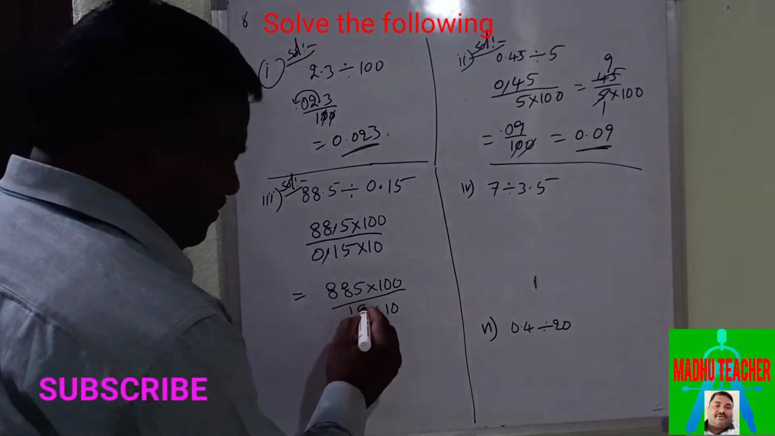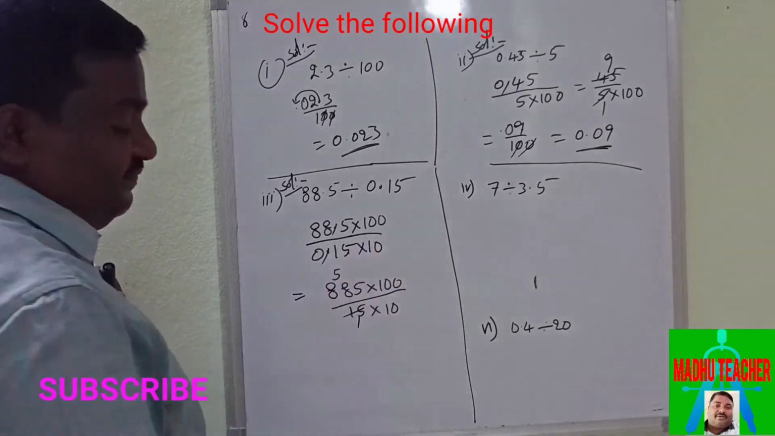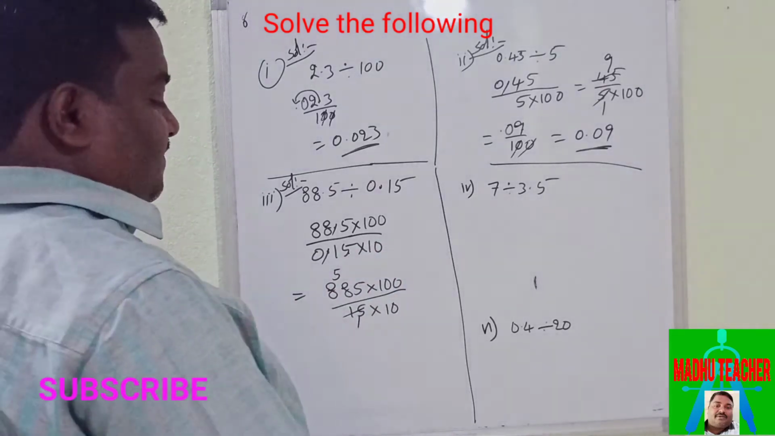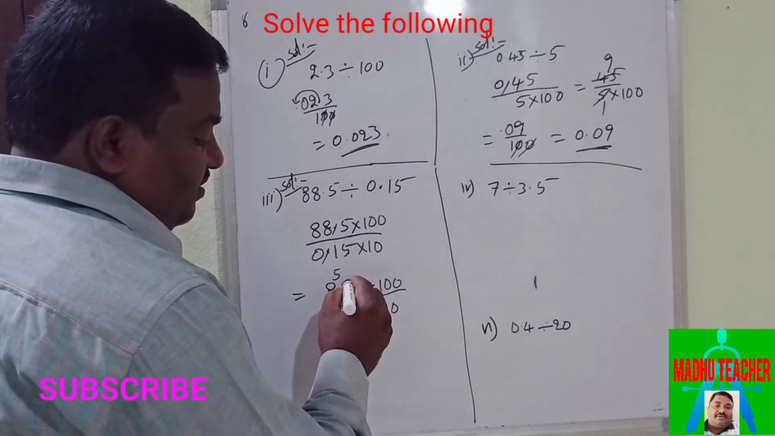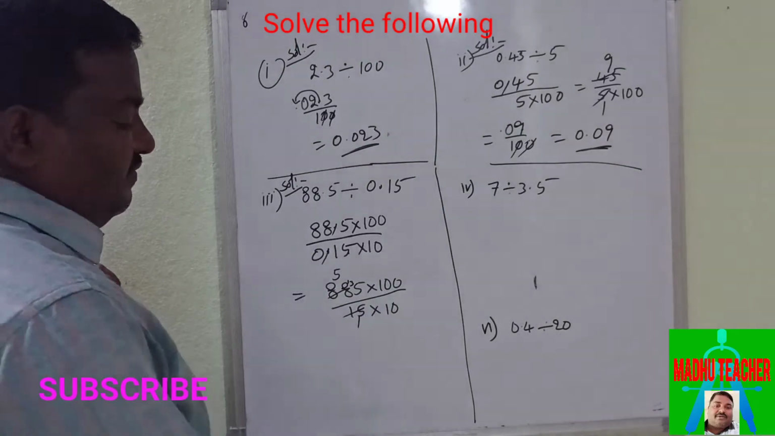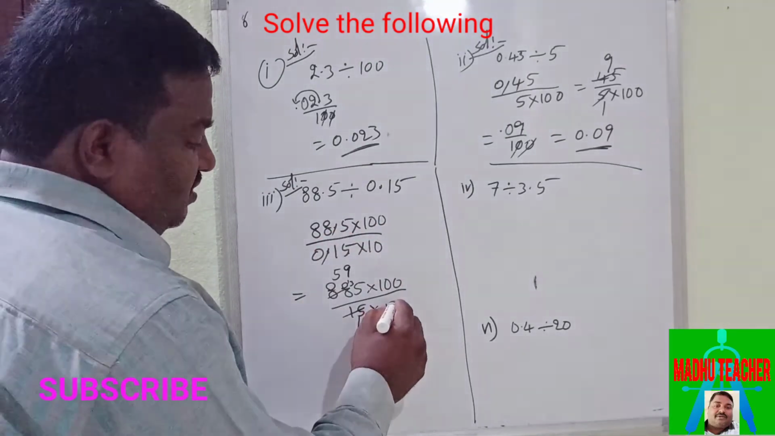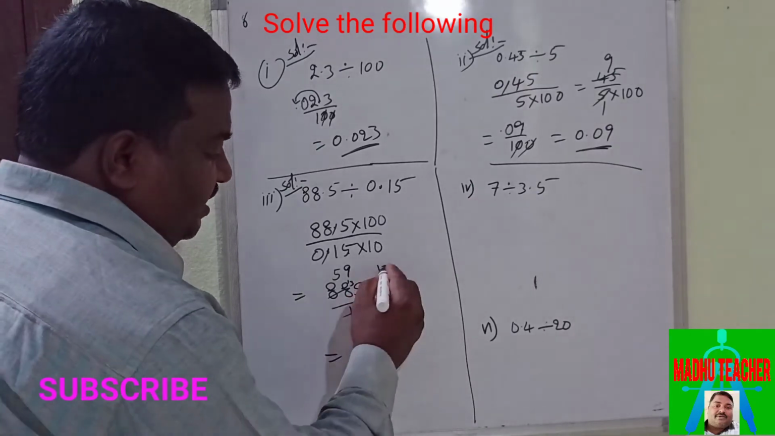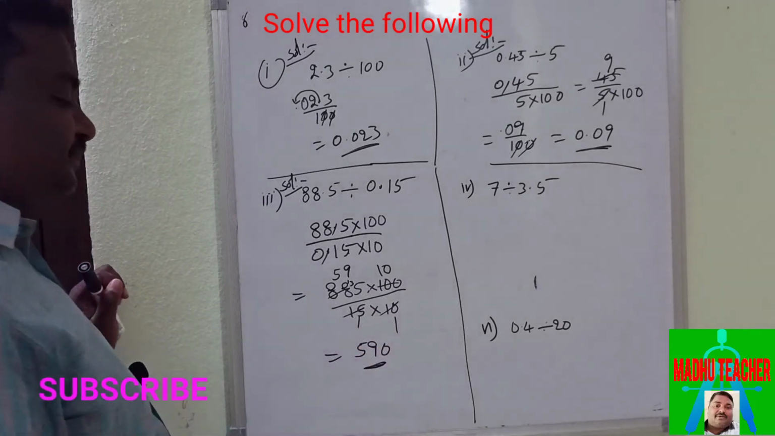So here 15 ones are 15, 15 fives are 75, we'll get 13 remainder, so 135, 15 nines are 135. So here 10 ones are 10, 10 tens are 100, 59 into 10, 590 is the answer.